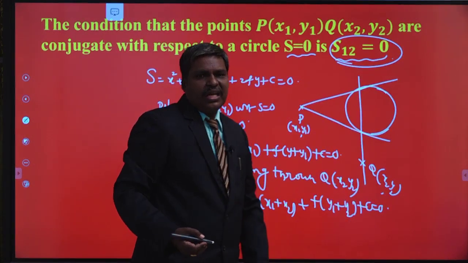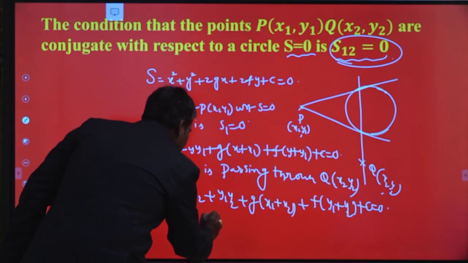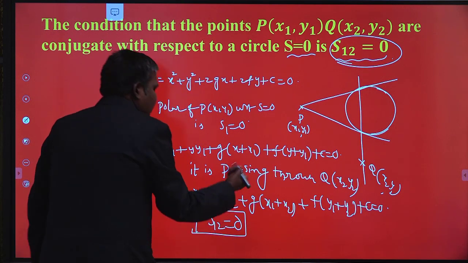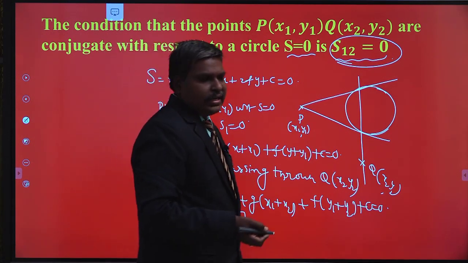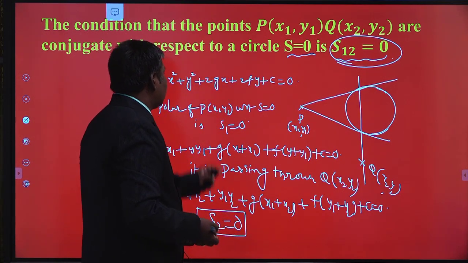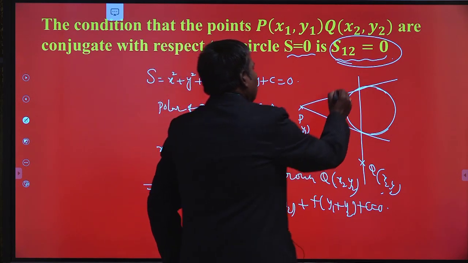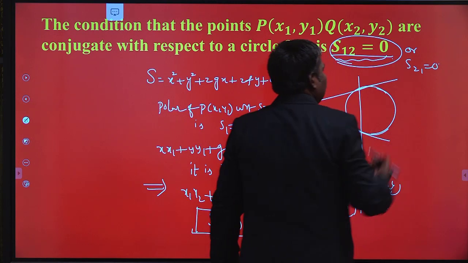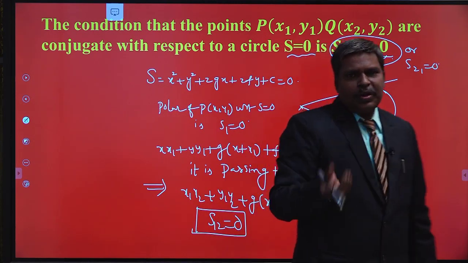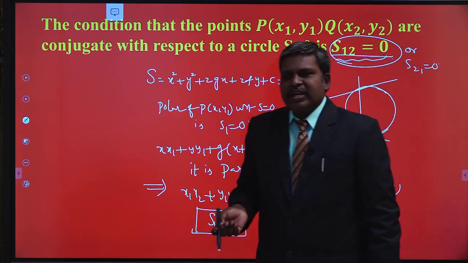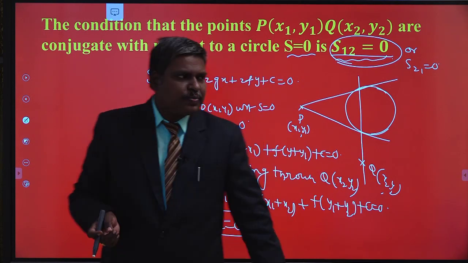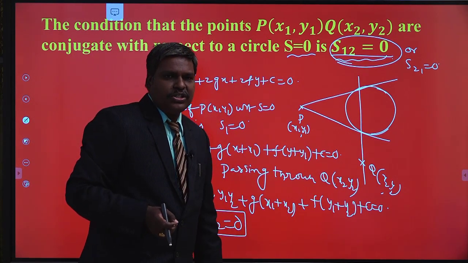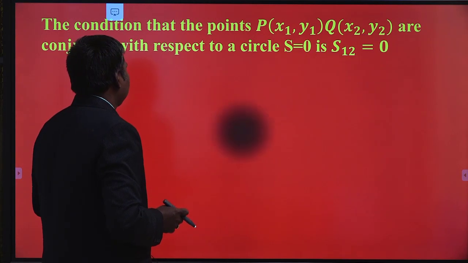What is the notation here? S12. S12 is equal to 0. S12 is nothing but S21. Both are the same, my dear students. S12 equal to 0. So in this manner we can prove S12 equal to 0, or it is nothing but S21 equal to 0. So two points P(x1, y1) and Q(x2, y2) are conjugate points with respect to the circle. Immediately we obtain the condition, that is S12 is equal to 0.